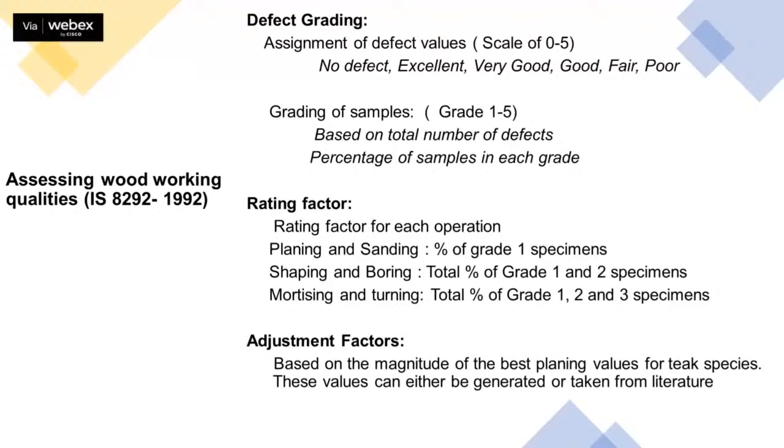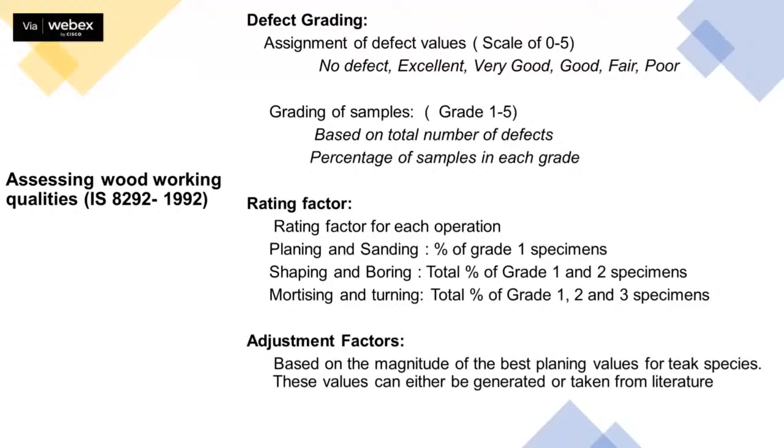When we assess the woodworking qualities, first we grade the material based on defects. Every species is subjected to all these 6 operations I described earlier, and based on the number of defects, the samples are graded, and the percentage of samples in each grade is also calculated. That is the first step. Then we go for rating factors.